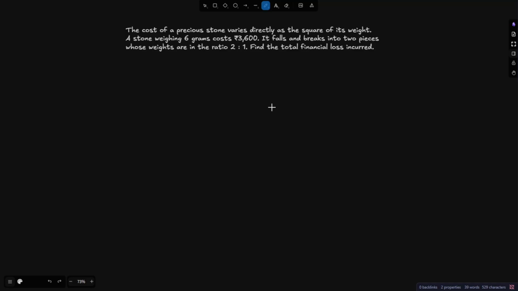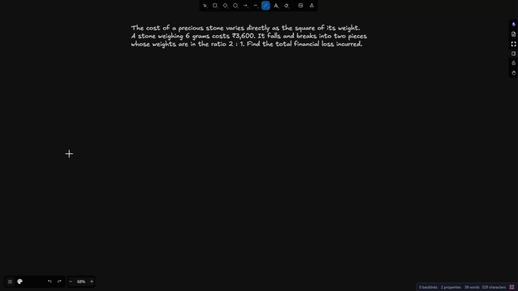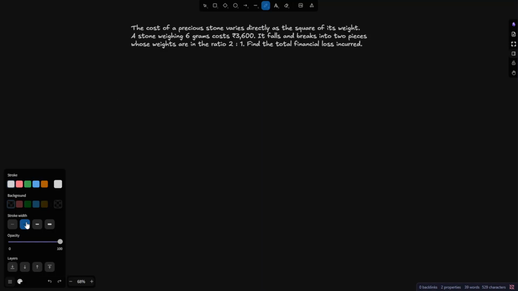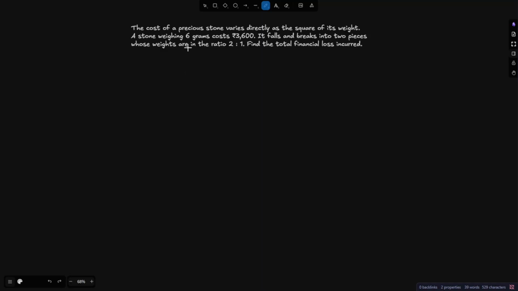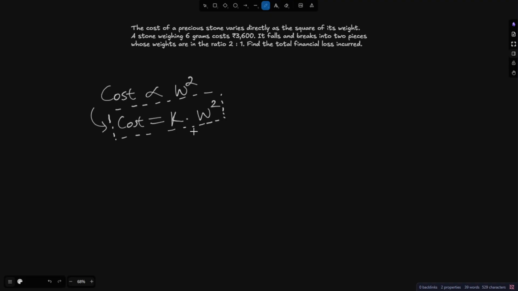Okay, so let's just write down what we have already. We know that the cost is directly proportional to the square of its weight. We can introduce a constant of proportionality here and change this to an equal sign. So k is our constant and w squared. So yeah, we have a nice little formula here that'll help us.